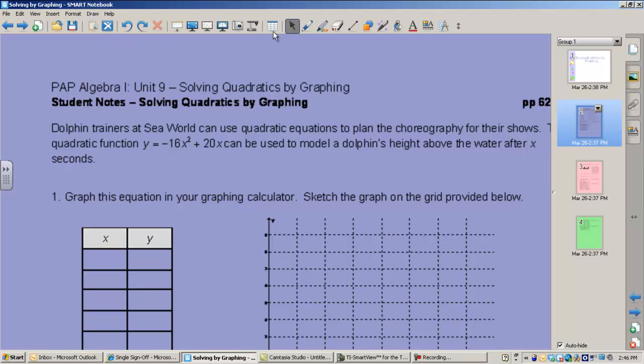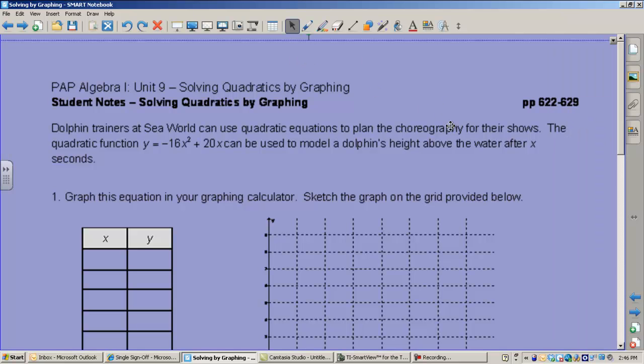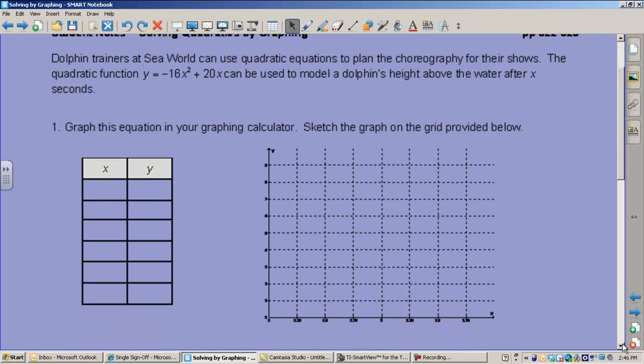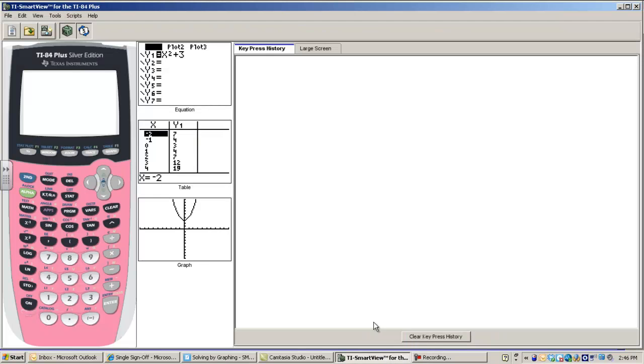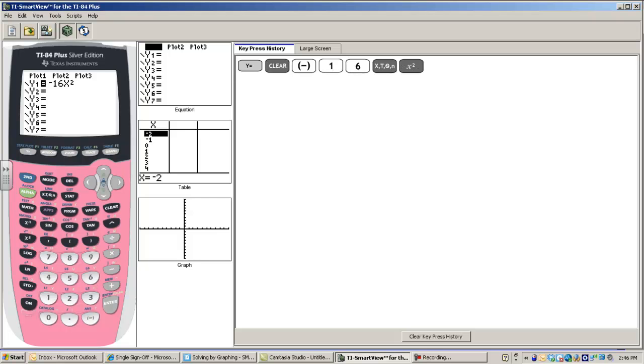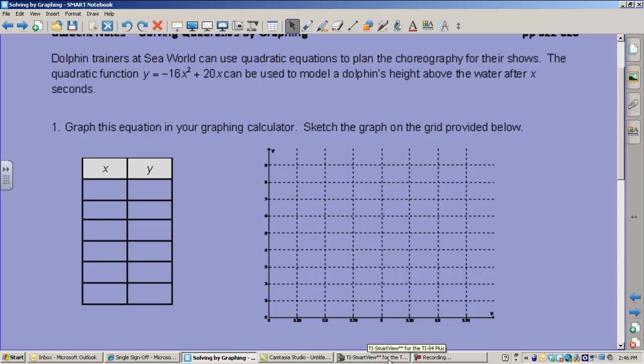So let's start off. First question. Dolphin trainers at SeaWorld can use quadratic equations to plan the choreography for their shows. The quadratic function y equals negative 16x squared plus 20x can be used to model a dolphin's height above the water after x seconds. We're going to graph this using our calculator and then sketch the graph on our grid. So we're going to grab our calculator and go to y equals and type in the equation we were given, which is negative 16x squared plus 20x.